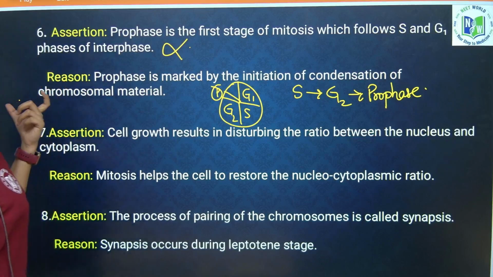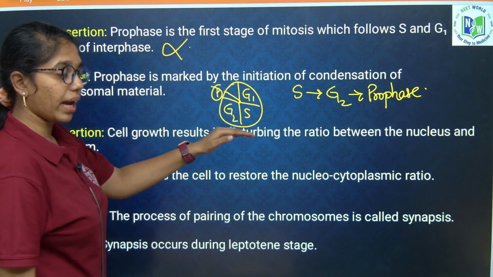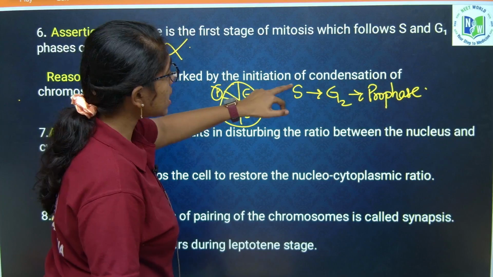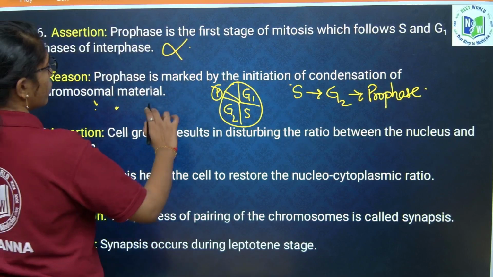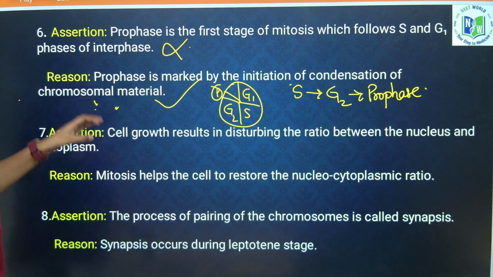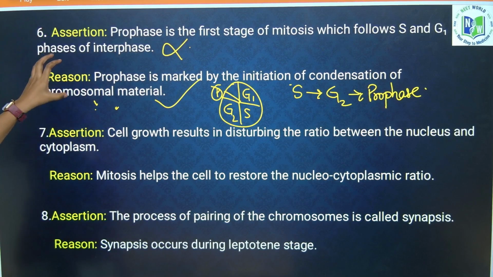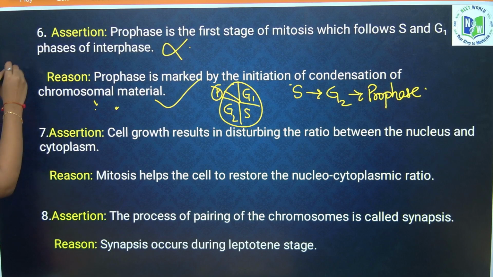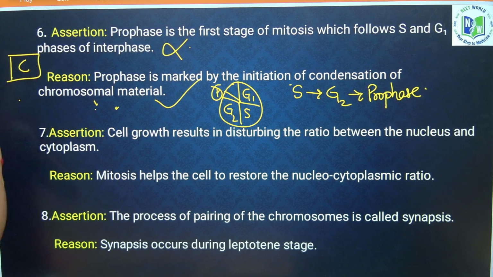If you look into the reason, prophase is marked by initiation of condensation of chromosomal material. Reason is correct. When assertion is false and reason is true, then our answer will be C. Option what? Option C.